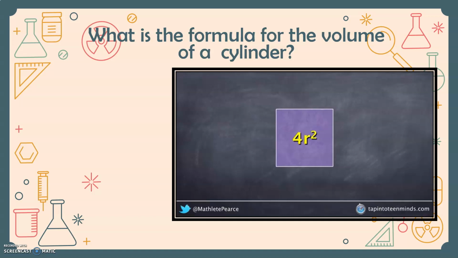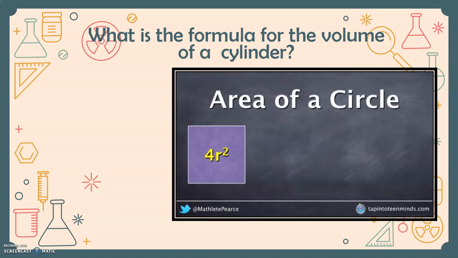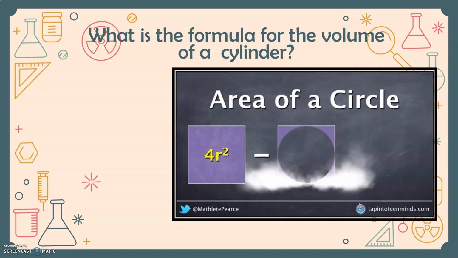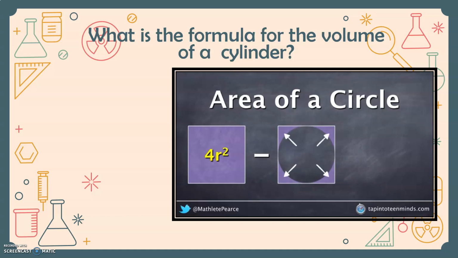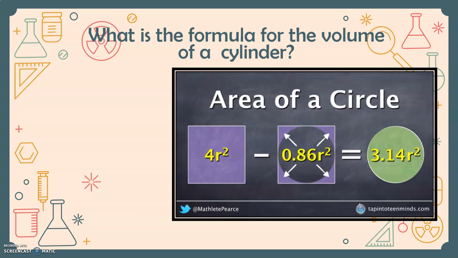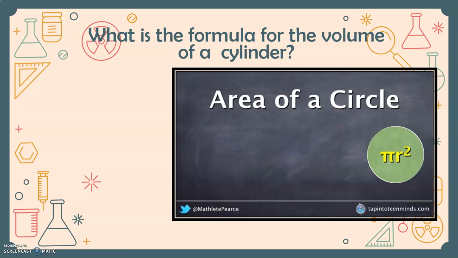So let's break this down a little bit. By taking that 4 r squared and visualizing the corners that we need to eliminate, those corners have an area of 0.86 r squared. If I subtract those two values, 4 r squared minus 0.86 r squared, we end up with 3.14 times r squared, which is ultimately pi r squared. Later, in another video, we'll talk about where that 0.86 times r squared comes from. But for now, we're going to go back to the base of our cylinder, which is a circle.